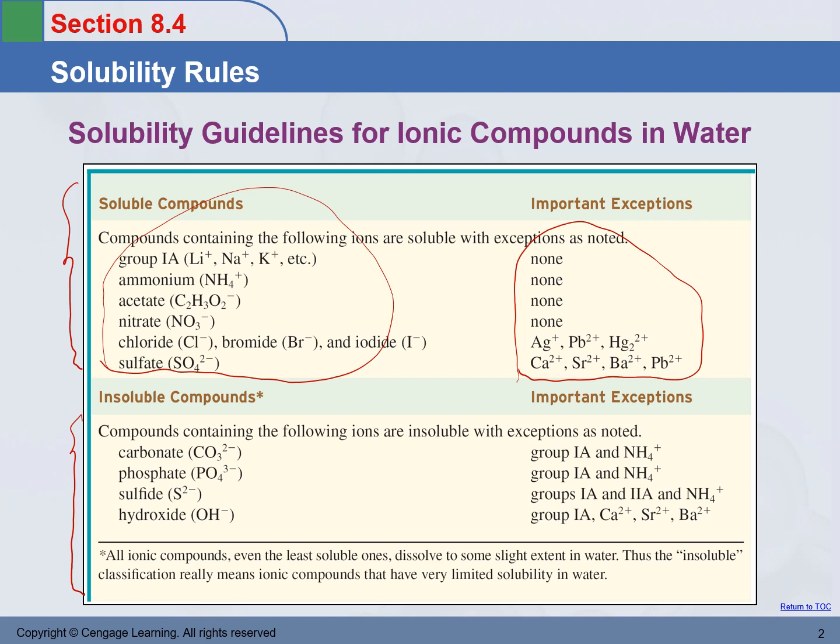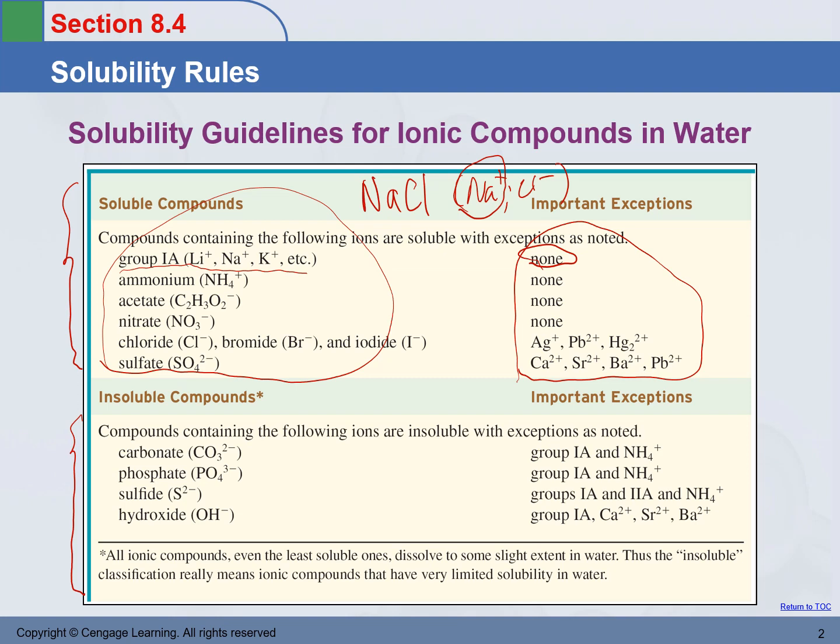Group 1A metals: lithium ion, sodium ion, potassium ion. If the ionic compound contains a group 1A metal, it will be soluble, and there's no exception. For example, NaCl, sodium chloride. Sodium chloride has sodium ion in it. Of course, it has chloride ion, but it is not mentioned about chloride. As long as the compound has sodium ion, which is a group 1A metal, the compound will be soluble.